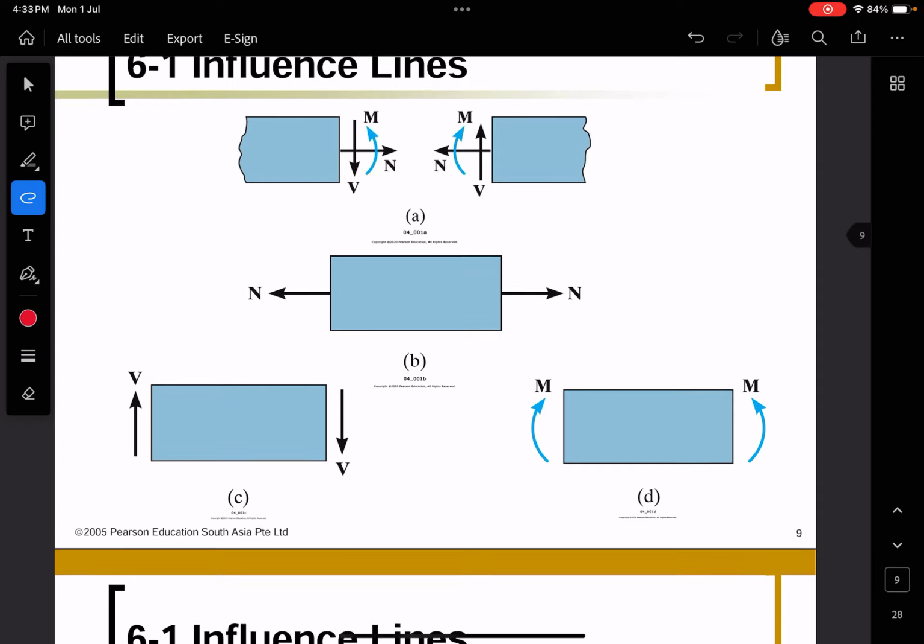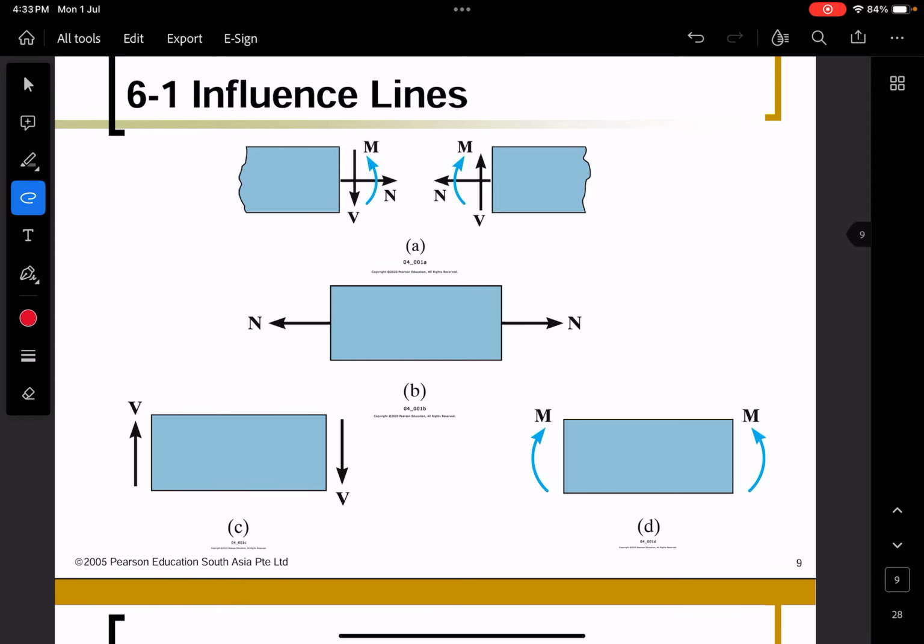I hope that you still remember this diagram that we already used in the previous chapter, chapter 2 and chapter 4, when we drew the shear and moment diagram. In this influence line, we're still using the same sign convention.